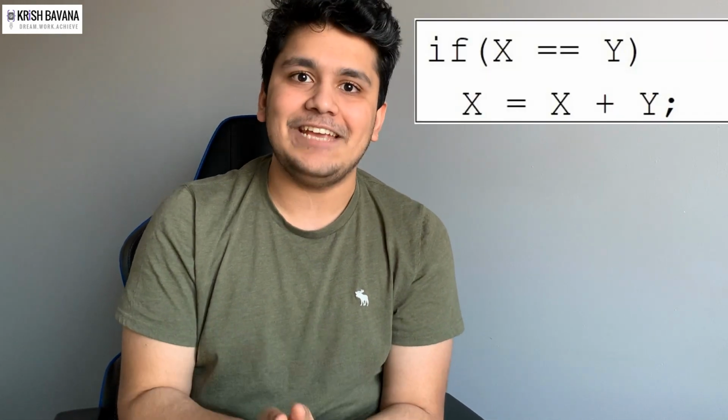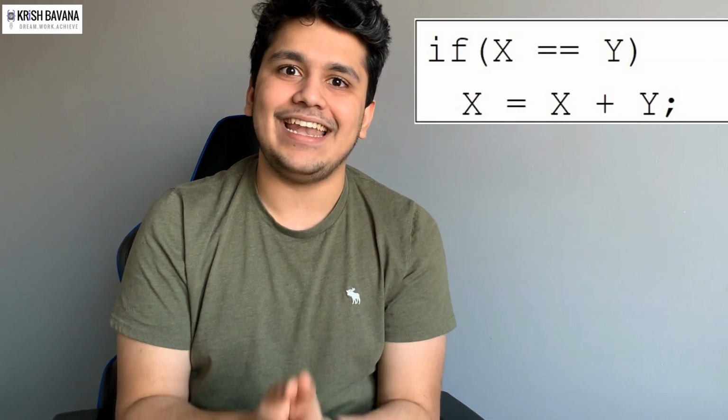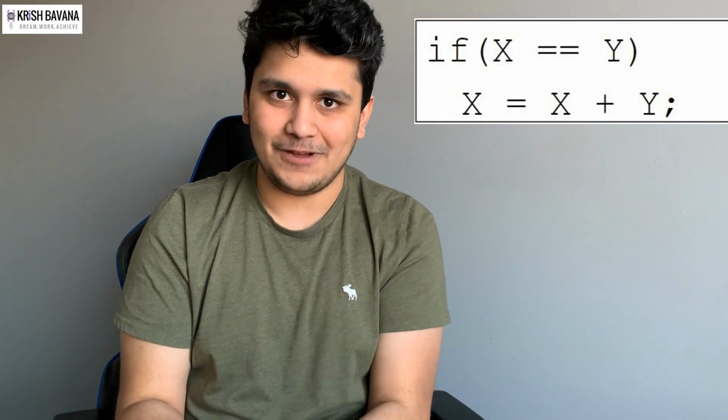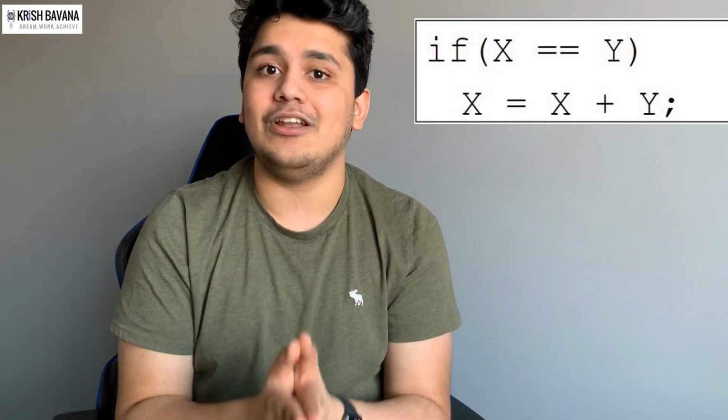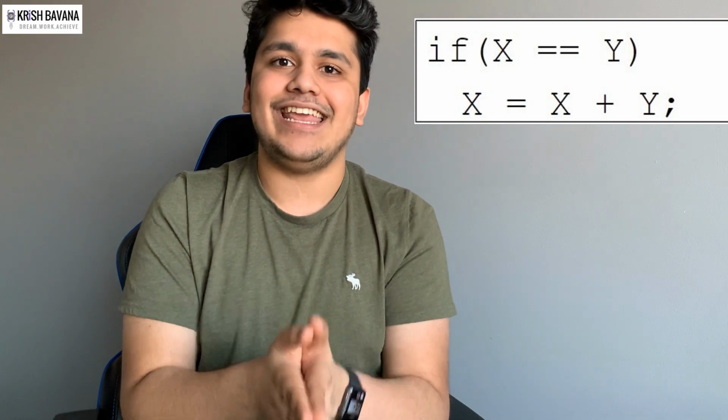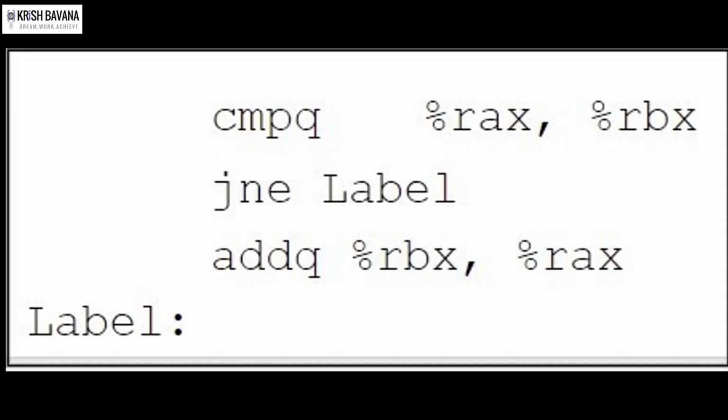So now if you look at the C code, it says if x is equal to y, then x is equal to x plus y. So this is the C code. So now how do we actually do this in the assembly? If you look at the image right now, we have some important key instructions in here.